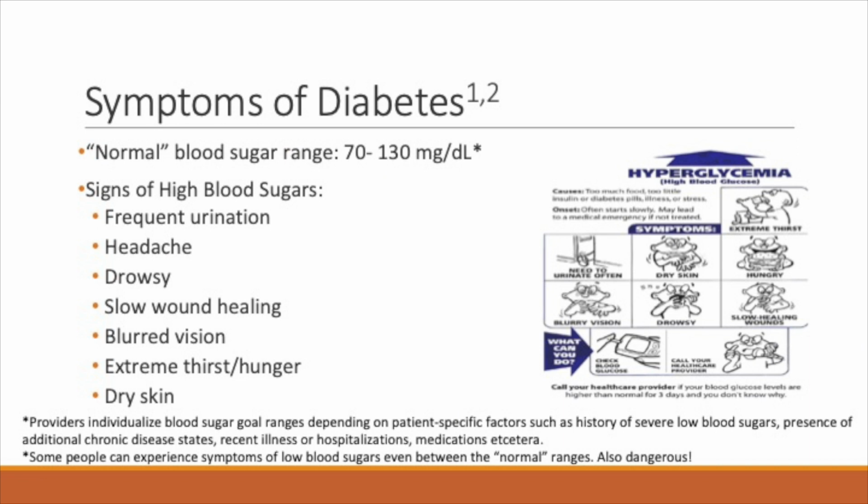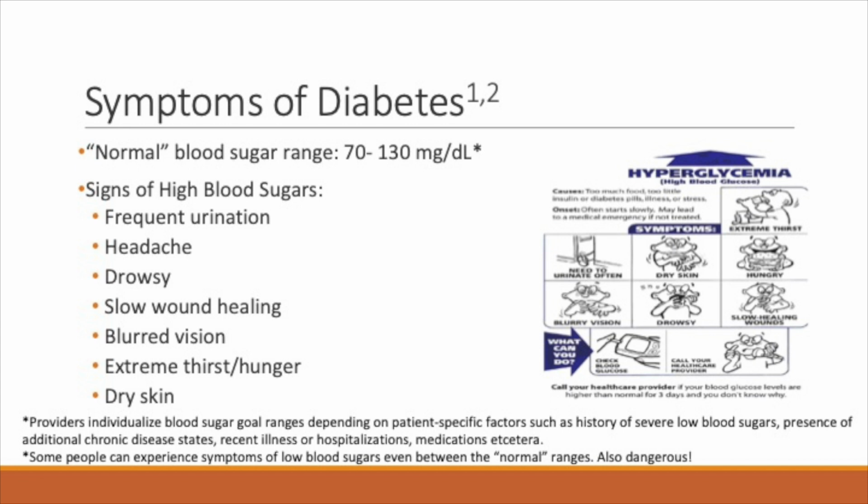So, symptoms of diabetes. The normal blood sugar range before meals is between 70 and 130 milligrams per deciliter and less than 180 milligrams per deciliter after meals. But providers can individualize blood sugar goal range depending on patient-specific factors such as history of severe low blood sugars or presence of additional chronic disease states, recent illness or hospitalizations, and medications, etc.